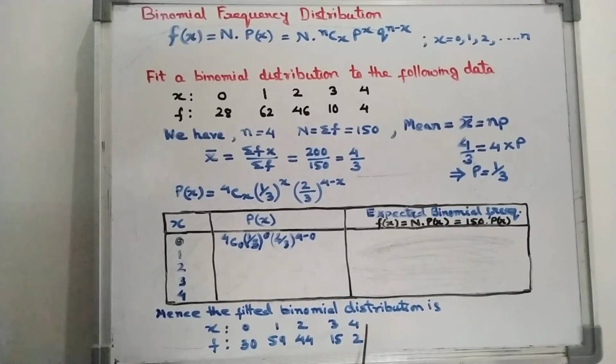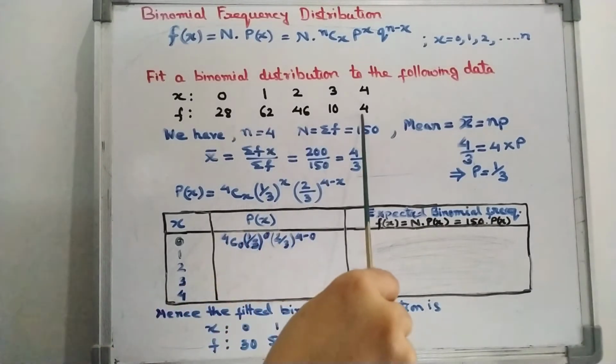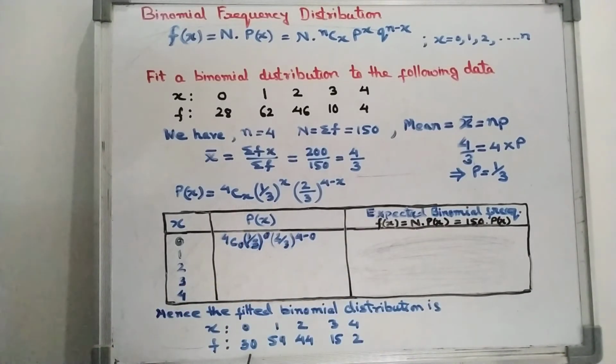These are the values of x. Here these are the observed frequency, and now we are putting here the expected or calculated frequency. We have just calculated this frequency, so these are the calculated or expected frequency. So this is the way of fitting a binomial distribution. Fitting a binomial distribution means to examine whether the observed frequency is equal to the calculated or expected frequency or not.